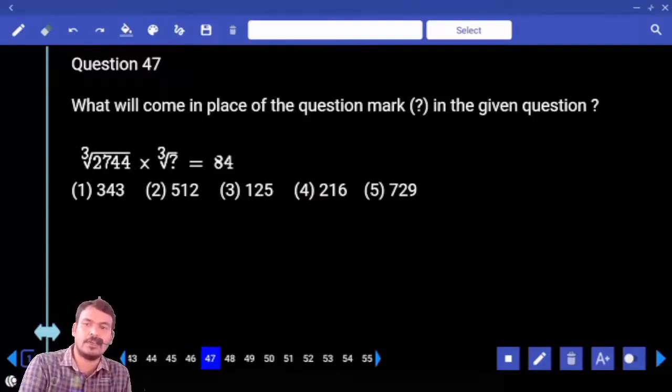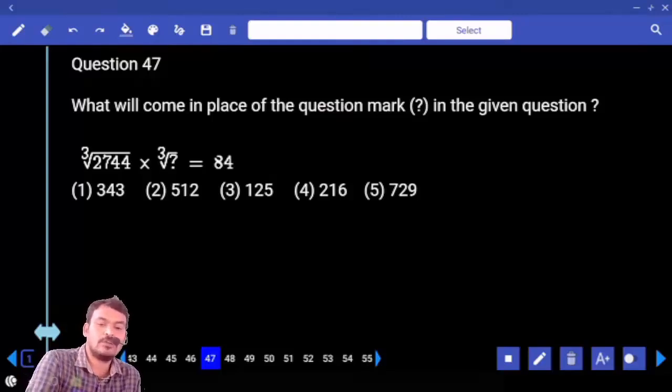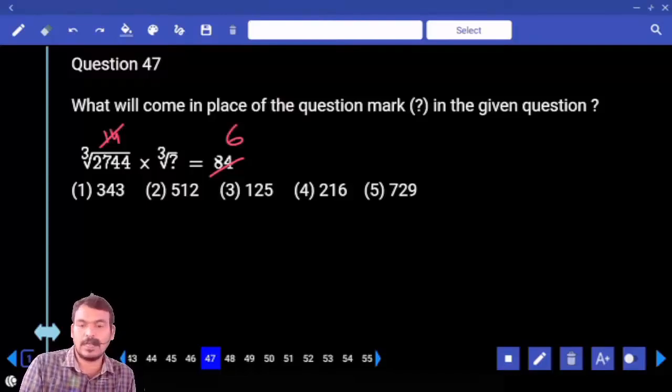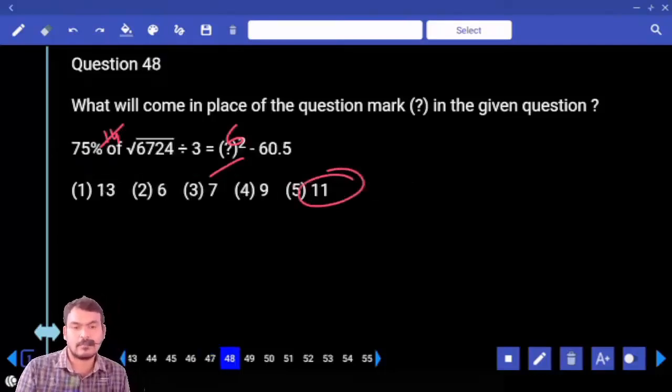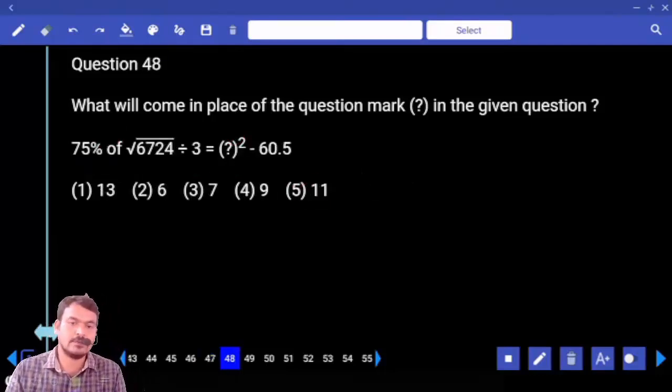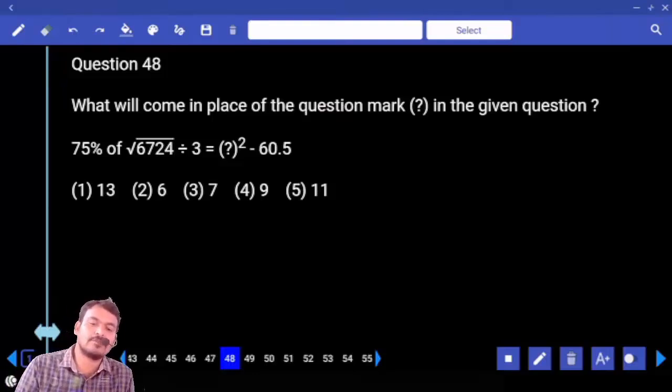Question number 47. Cube root of 2744. It is which one cube? 14 cube or not? 14 how many times? 84. 6 times. Then the answer is 6 cube or not? What is the 6 cube? 216.